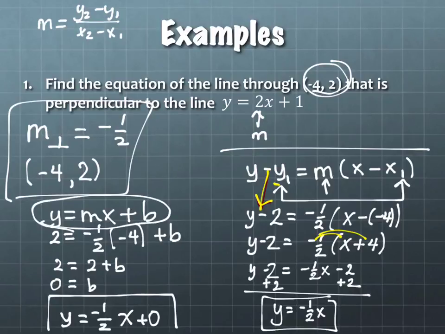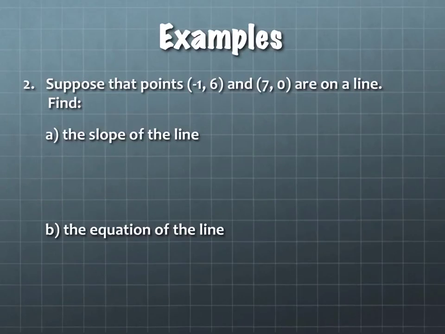Okay, let's try another one. This one starts out a little different. We have 2 points given to us this time. Suppose that the points negative 1, 6, and 7, 0 are on a line. Find, first, the slope of the line. Now here's the cool thing. You can call this one x1, y1, and this one x2, y2. Or you could do it the other direction, and it will still work. Because you need to keep the subtractions in the same order from numerator to denominator, but they can switch as long as you switch them both.